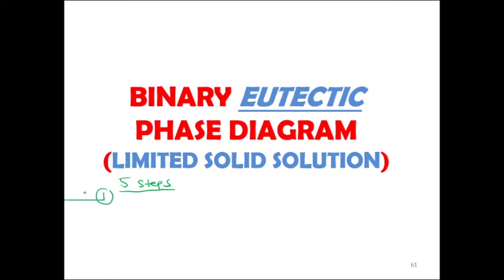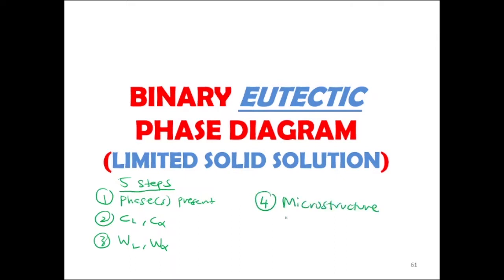The first step is you need to find the phase or phases present. The second step is you need to find the composition of liquid and composition of solid. The third step is you need to find the weight fraction of liquid and weight fraction of solid at that location. The fourth step is drawing the microstructure at the selected point. The fifth step is drawing the cooling curve. All the steps are almost the same for all three binary phase diagrams. It's just that for the eutectic phase diagram, you have the eutectic point.